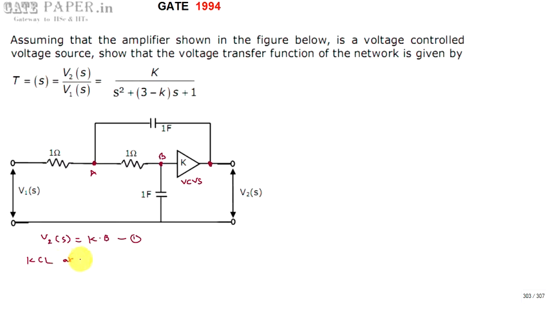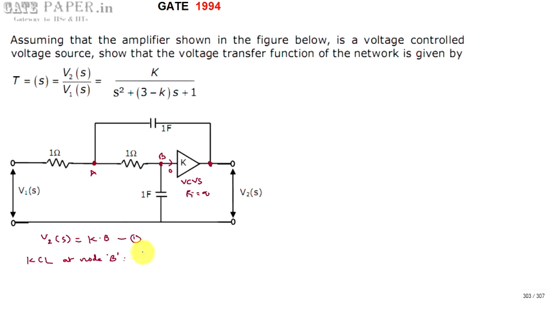To know the value of B, apply KCL at node B. Node B is connected to the voltage controlled voltage source. If it is ideal, the input impedance of the voltage controlled voltage source is infinite, so there is no current flowing into this side. So you can write the KCL with respect to only these two branches.